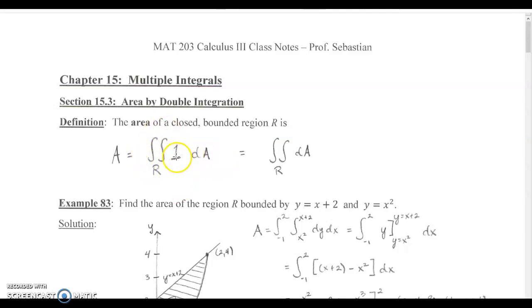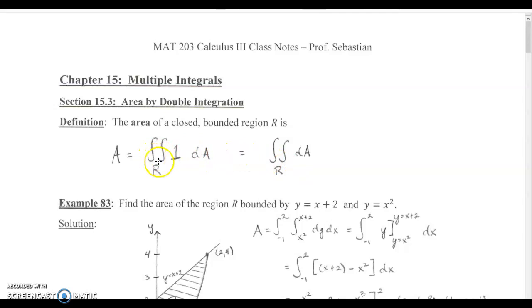If I'm integrating a function of z equals 1, then I'm finding the volume under the surface z equals 1, which is simply the plane that's parallel to the xy plane with a height of 1. Then when I find the area of the base times the height 1, in other words, the area of the base is the same as the volume, right?